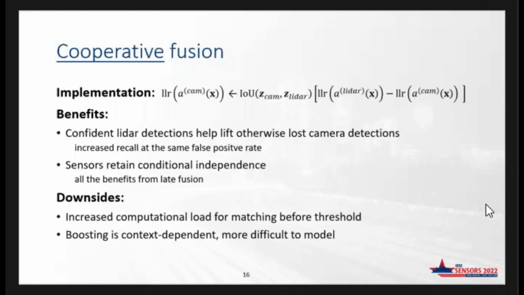The downsides: because we remove the thresholds, now we have increased computational load for matching before we apply the threshold. So there are more objects from the lidar and the camera that need to be matched. And also this boosting is context dependent. So here I only show you one example, where we use our knowledge that the lidar is much more accurate in dark conditions, and we use that to improve camera detections. But there are many contexts in which this cooperative fusion can help, which is really difficult to model, and this is more of a future work for us.